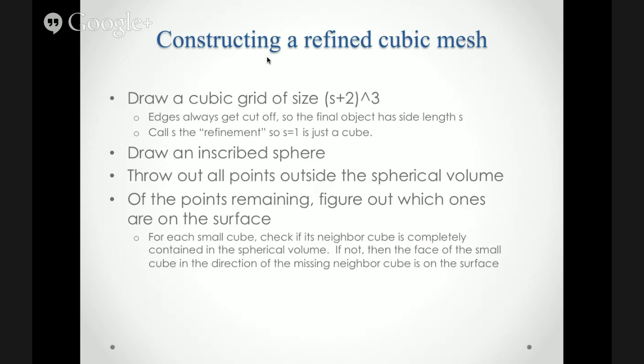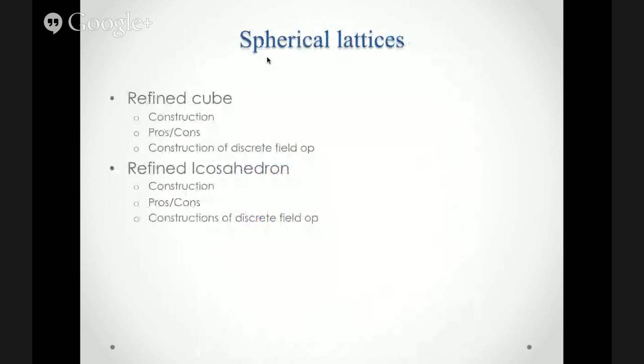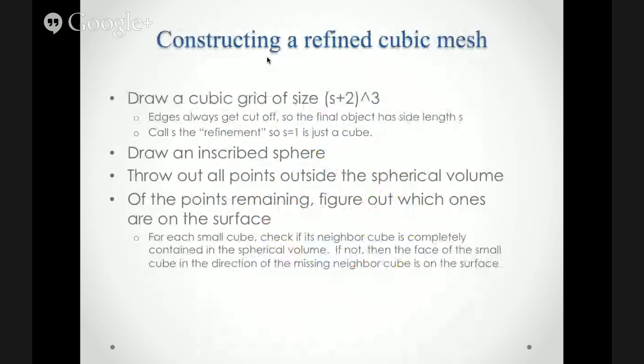Okay, so I have a picture which I'll flip back and forth to. For the refined cube, it's constructed in the embedding space, and essentially you just start off with a big cube in 3D, and you break it into, well, I say S+2 blocks. The reason I say that is because the edges get cut off, and I want the final length to be S. So you draw this cube in 3D, it's just a big 3D grid, and then you draw an inscribed sphere inside the cube, and you throw out the points that are outside the spherical volume.